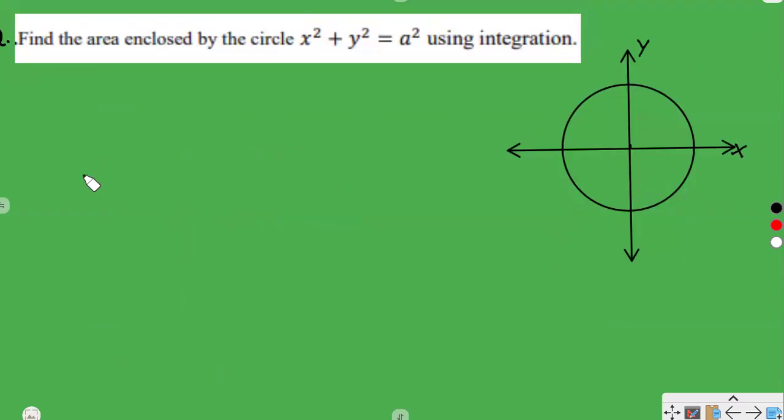Next question, I have to find the area enclosed by the circle. This is the equation of the circle, x square plus y square equals a square, which is nothing but radius square. Whatever it is, that is a square, we have radius square. So here, what is the radius? I told you, this is radius square, so the radius will be a. Mention here the radius of this circle as a. And the center is at the origin.